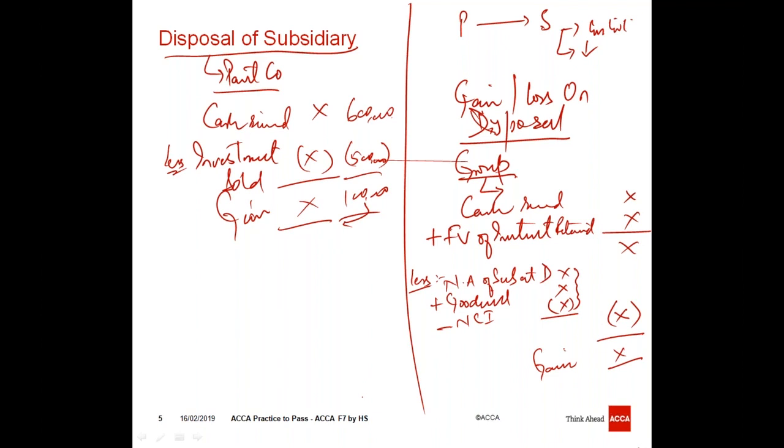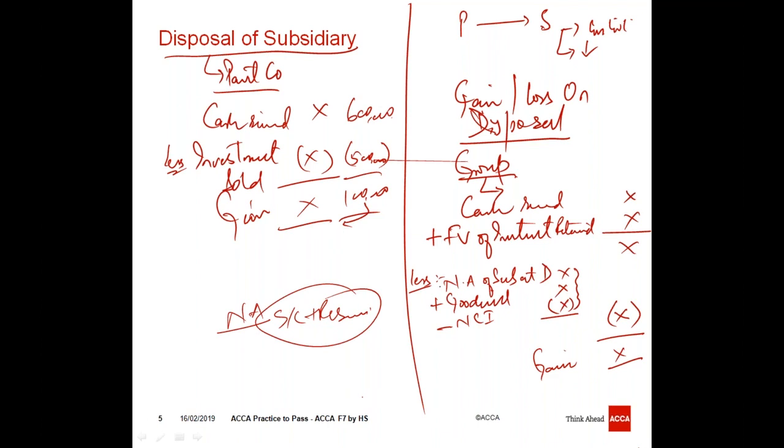How about the retained earnings if restated? You have to take the retained earnings up to the date of disposal. When we are calculating the net assets, you have to take share capital plus reserves. Retained earnings is also part of reserves. So all the reserves should be up to the date of disposal. We add these two values, and we get the value of net assets.